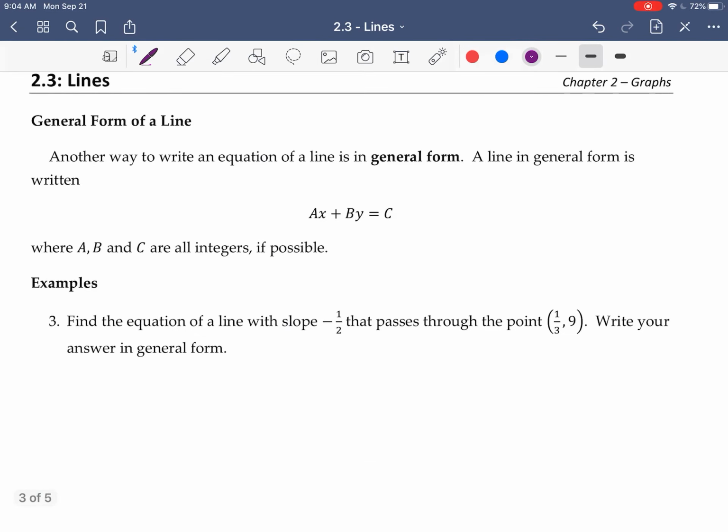So there's another form for a line. It's called the general form. So when you use the general form, the form is ax plus by plus c equals 0, or ax plus by equals c. And here a, b, and c are all integers, if possible. Now this is the least useful form.